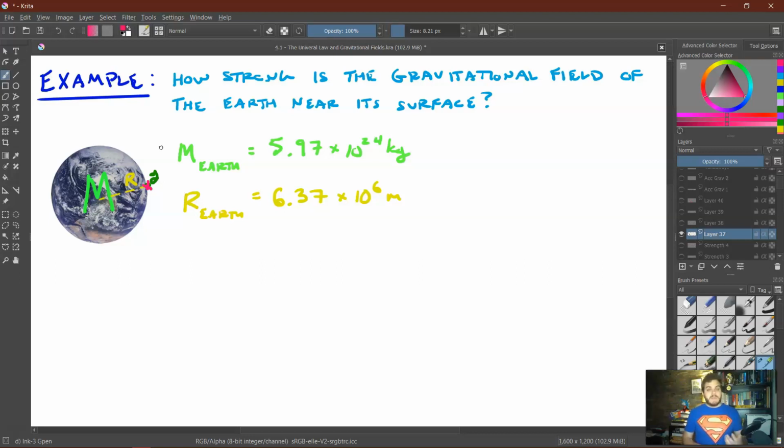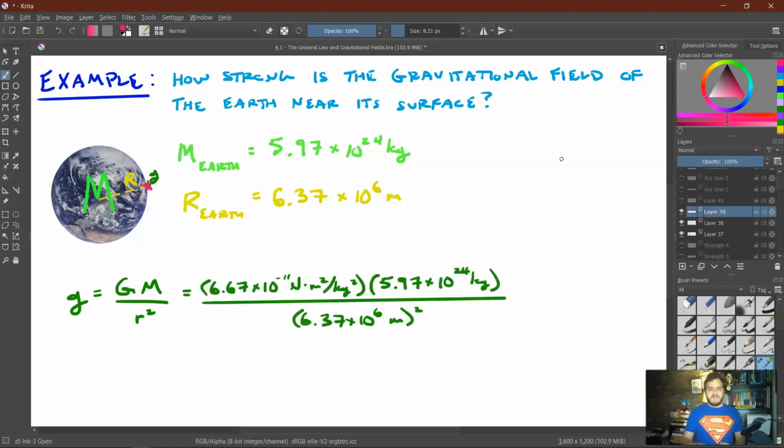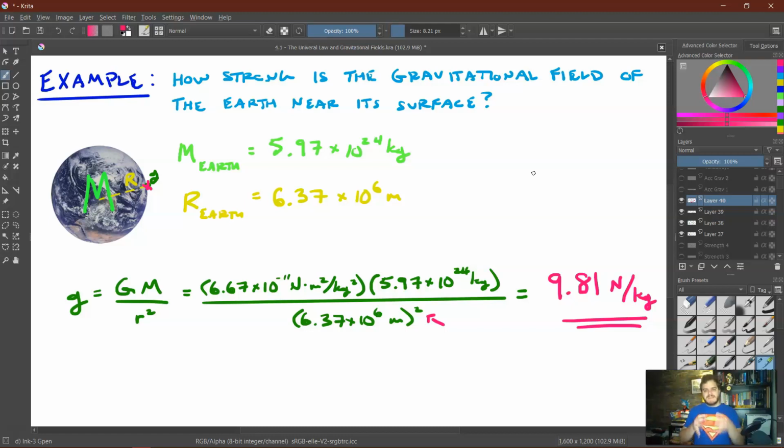If I want to calculate the gravitational field strength, I just use the equation. g is equal to big G, big M over R squared. I'm going to plug in my numbers. 6.67 times 10 to the negative 11, the big mass is 5.97 times 10 to the 24th kilograms over 6.37 times 10 to the 6 meters. Remember the squared. Stick that in your calculator, and let's see what we get. When we do that, we get 9.81 newtons per kilogram. So the gravitational field strength near the surface of the Earth is 9.81 newtons per kilogram.